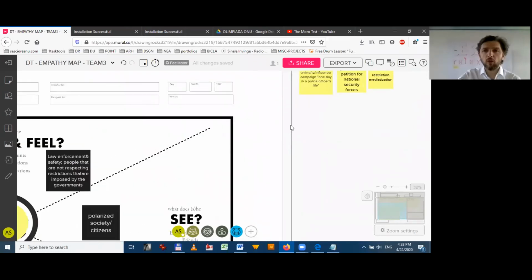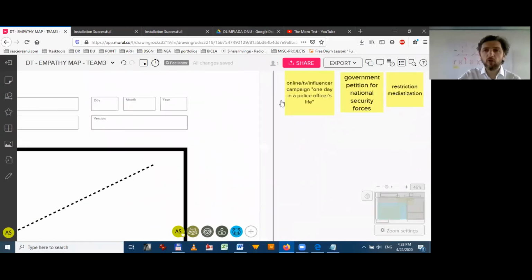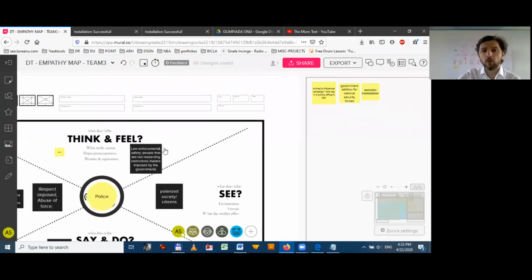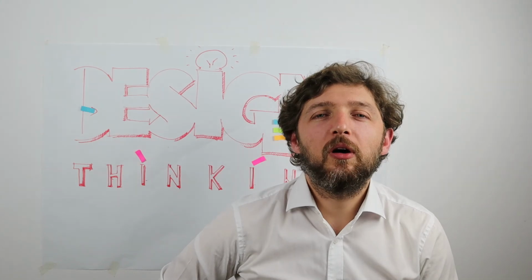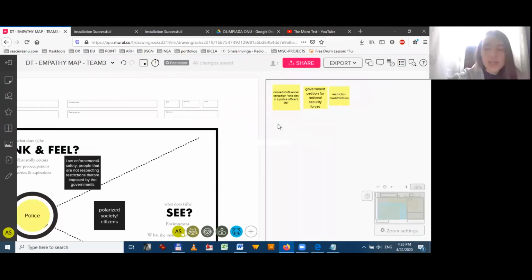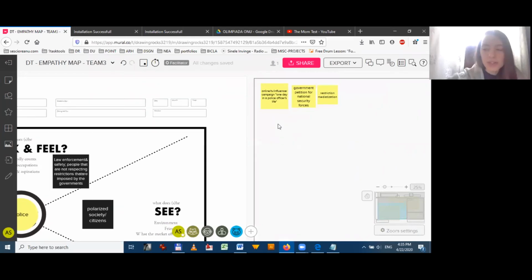If you say, okay, how might we develop an online campaign that talks about one day in a police officer's life, you should have here the fact that people don't understand the police. After this, we got into the how might we's. How might we are actually questions that you put to yourself in order to identify future solutions. So it's actually a step forward in the process of identifying the right questions that need to be addressed in order to find specific solutions to specific problems.